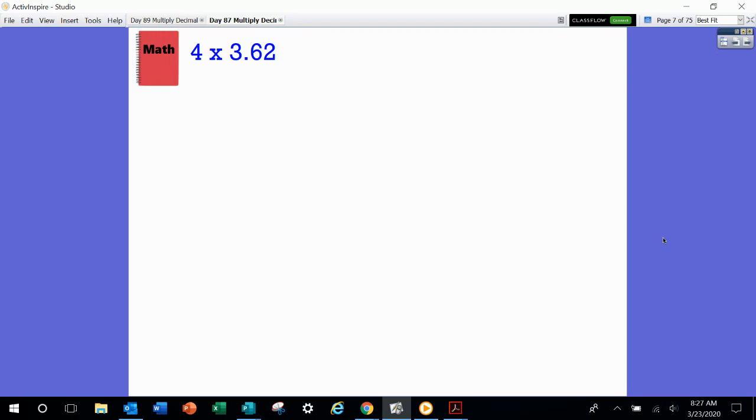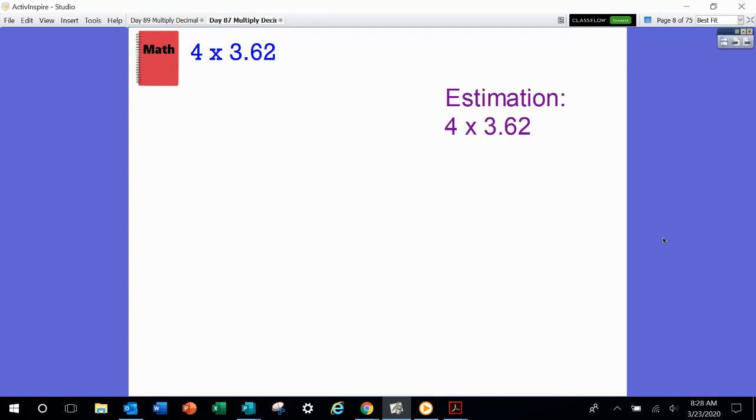So here we have this math problem, 4 times 3 and 62 hundredths. So we need to find a product of that. Well, let's think about it. Multiplication, let's say I was using 2 times 3. 2 times 3 would be 2 groups of 3. And then I could add 3 plus 3 and get my answer of 6. So if we apply that same principle to this problem, we would add 4 groups of 3 and 62 hundredths.